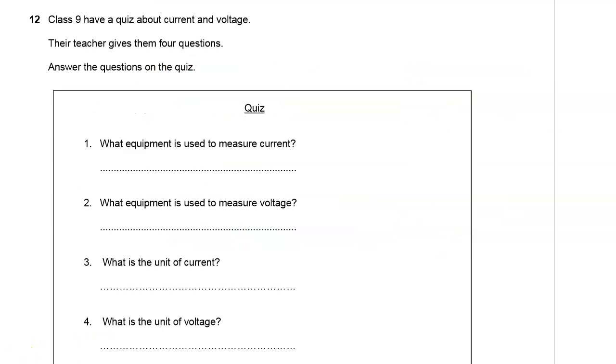Question 12. Class 9 have a quiz about current and voltage. Their teacher gives them four questions only. Answer the questions on the quiz. The quiz is here. What equipment is used to measure current? The instrument is an ammeter. An ammeter is used to measure current.